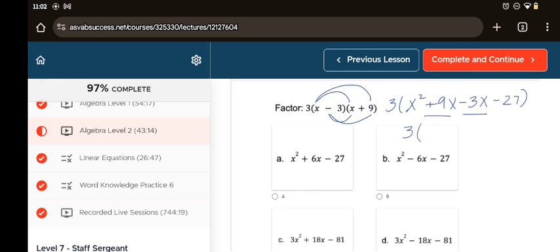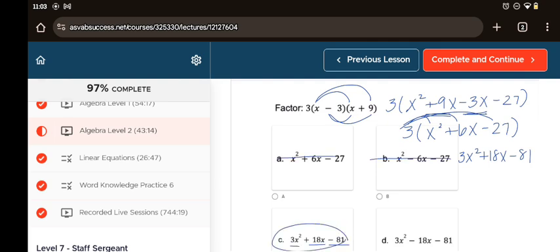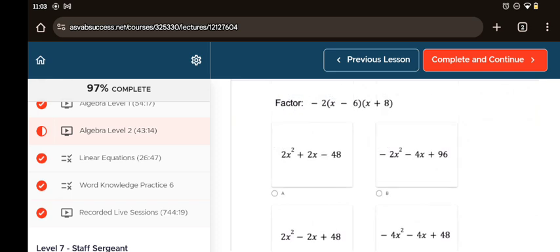So here, positive 9 minus 3 is combining like terms. I keep bringing down the 3 so I don't forget to multiply it, okay? So x squared, 9 minus 3 is positive 6x minus 27. So now I have to distribute that 3 to everything inside. So 3 times x squared is 3x squared. 3 times positive 6 is positive 18x. And 3 times negative 27 is negative 81. So it's not this, it's not this. 3x squared, positive 18, negative 81. Perfect. C is it. All right, next question.